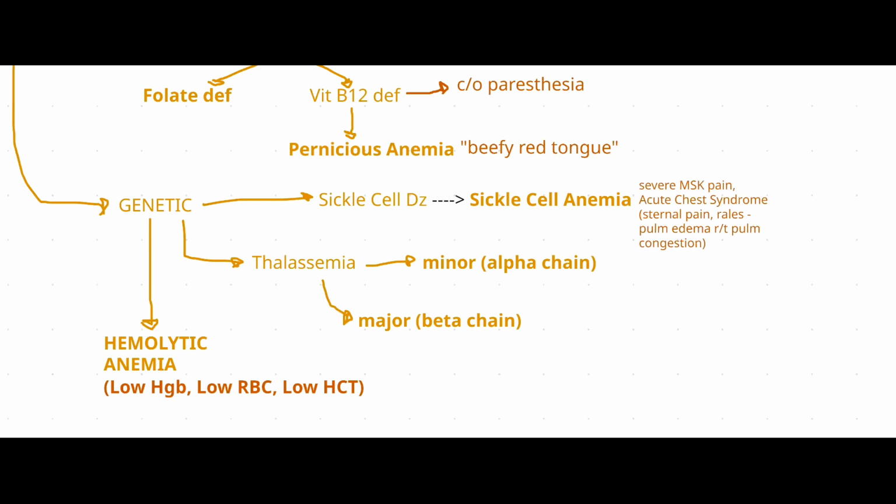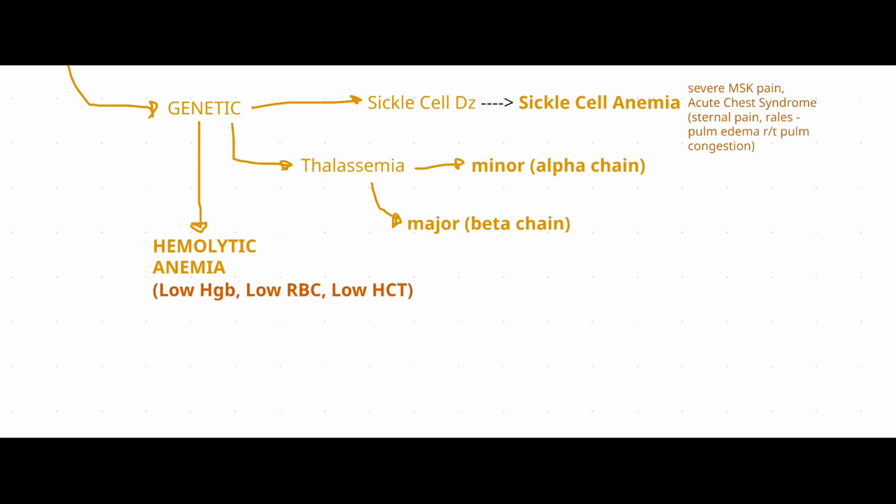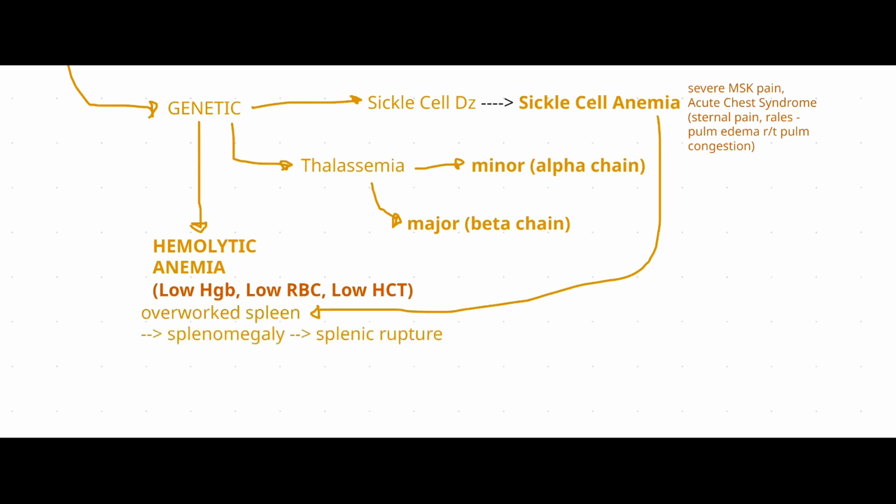Now, when there's hemolysis in sickle cell anemia, then we see more symptoms. Now we're looking at an overworked spleen, right? Because of the hemolysis. So any type of hemolytic anemia, you're going to see an overworked spleen, okay? And again, the more common one that you'll see that in is sickle cell. So you'll see an overworked spleen, and because the spleen is overworked, that causes it to get enlarged. So you're going to see splenomegaly. And when that spleen gets too enlarged, then you might even see splenic rupture. That is a medical emergency.